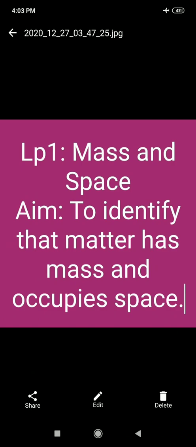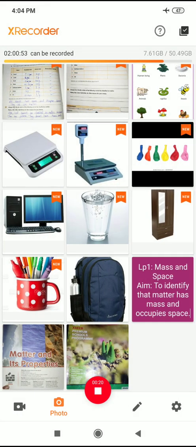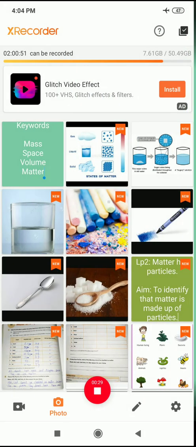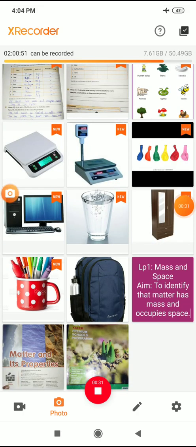The LP1 which we are going to discuss is mass and space. The aim of the LP1 is to identify that matter has mass and occupies space. The keywords included in this lesson are mass, space, volume, matter. So these are the keywords that you have to write in your classwork.